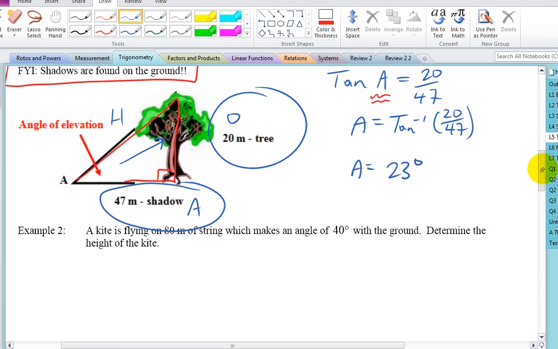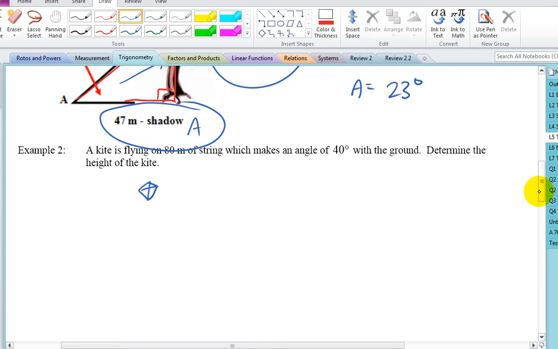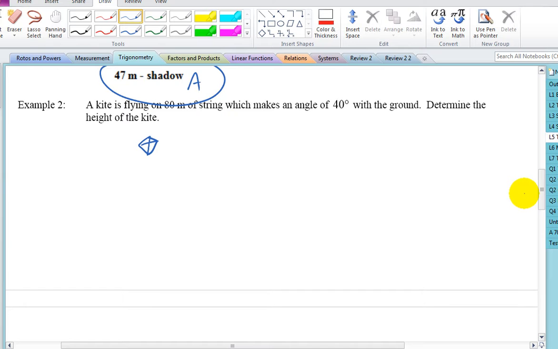Okay. Next question, the kite. This is a classic. So here's your kite. Now what kind of diagram do you think you're going to draw? What kind of triangle? You're right. A right triangle. It doesn't matter how you draw it, but that's what you're going to be drawing almost all the time, a right triangle. So we have 80 meters of string, angle of 40 degrees, find the height of the kite. Let's call that X. Go ahead, label your diagram now in the proper spots.